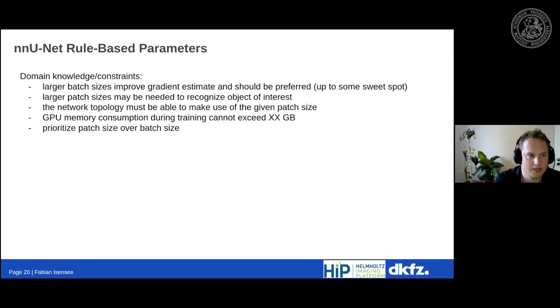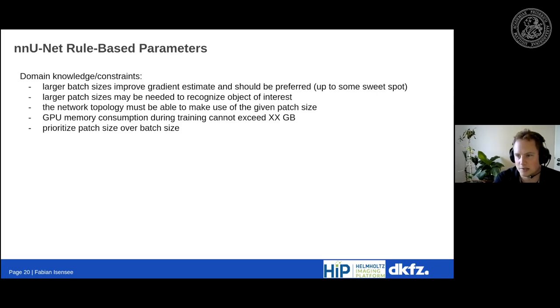So if you have some patch size, then of course you also need a network topology that can make use of the patch size, meaning the receptive field of the network needs to be adapted to the patch size so that it can see everything that's contained in it. So we want a large patch size. So far, so good. But the problem is we have some GPU memory limitation in place.